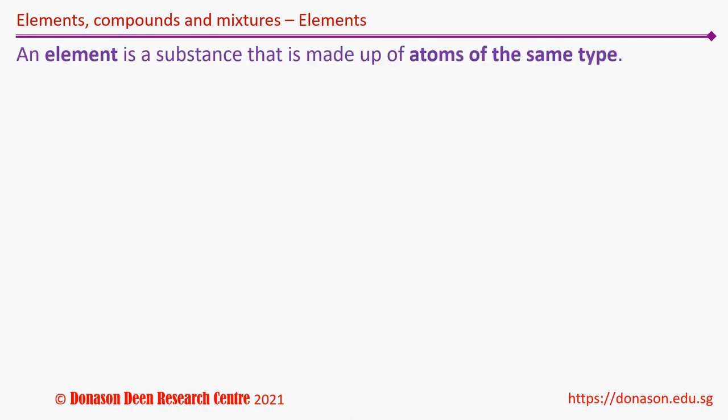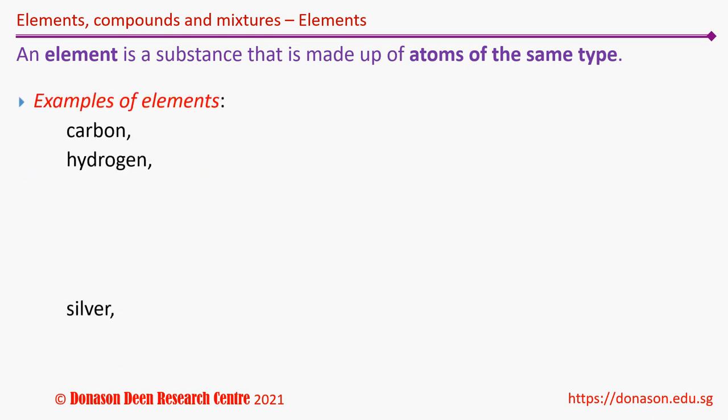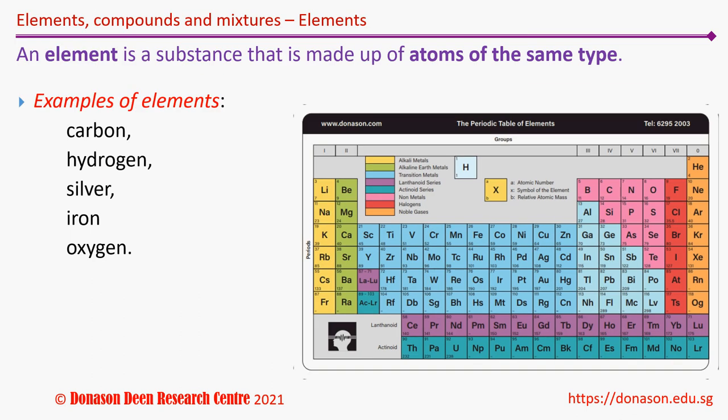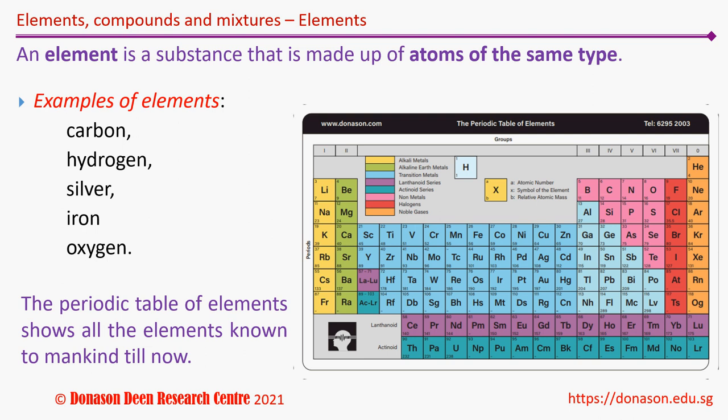So, what is an element? An element can be defined as a substance that is made up of atoms of the same type. Some examples of elements would be carbon, hydrogen, silver, iron, oxygen, etc. You should have seen a periodic table of elements. The periodic table of elements shows all the elements known to mankind till today. It's a very useful tool for identifying elements and also has a lot of other useful information, which we will learn about in the future.